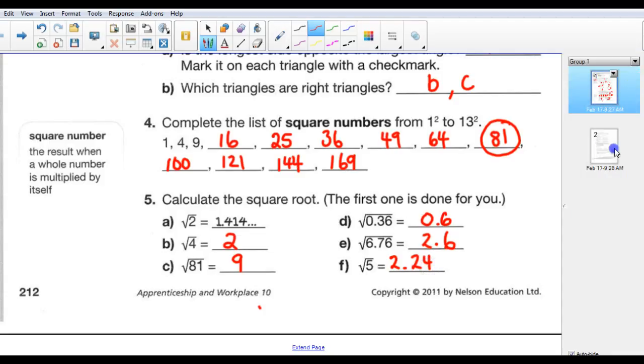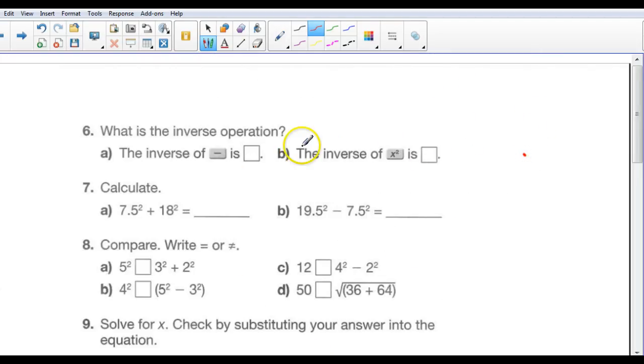Okay, let's go to the next page here. What is the inverse operation? The inverse of negative is, well, positive. It's just the opposite. The inverse of x squared is just the square root. Okay, it's the opposite. So, calculate 7.5 squared plus 18 squared.